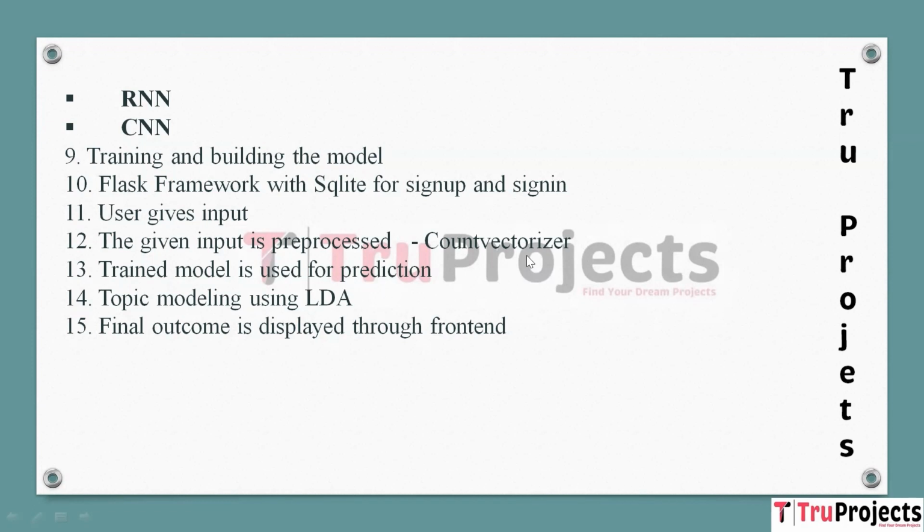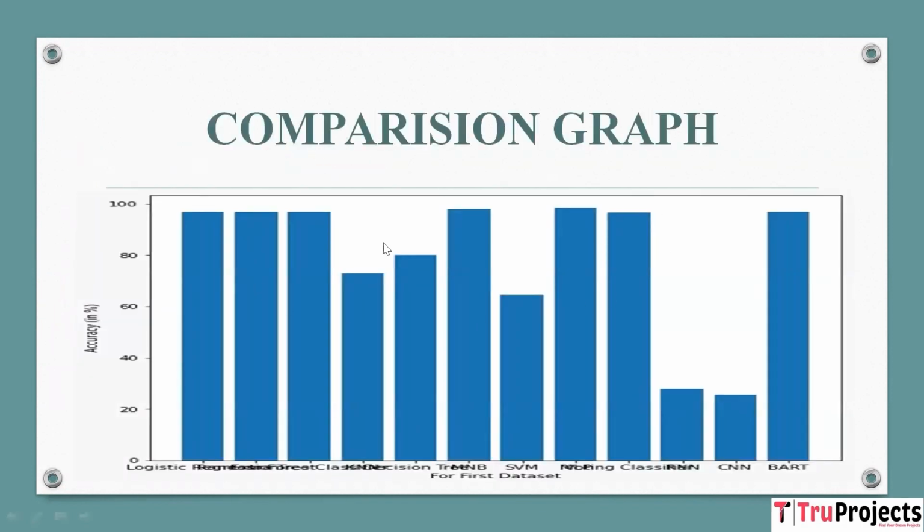And the final module is final outcome is displayed through front end. The project's results, including predictions, topics, or insights, are presented to users through a user-friendly front-end interface, making the findings accessible and understandable. This is the accuracy comparison graph.